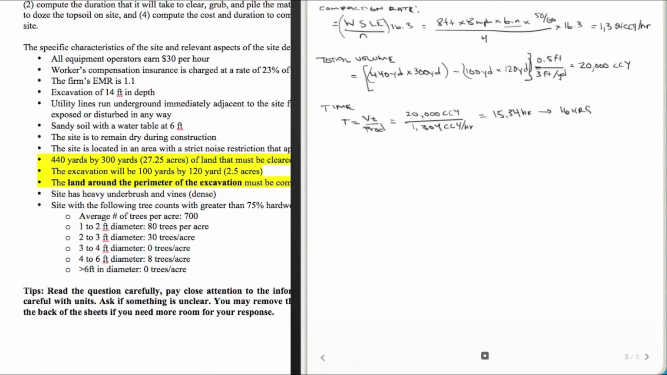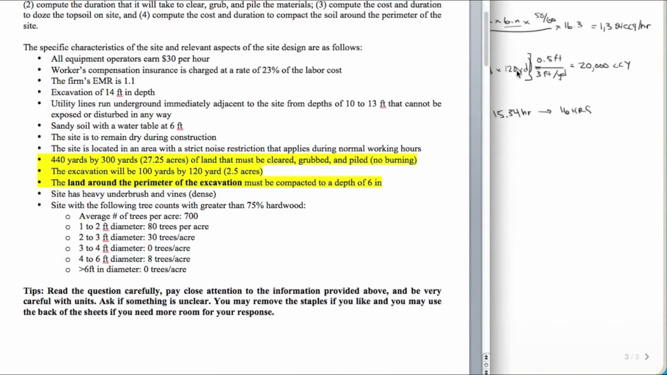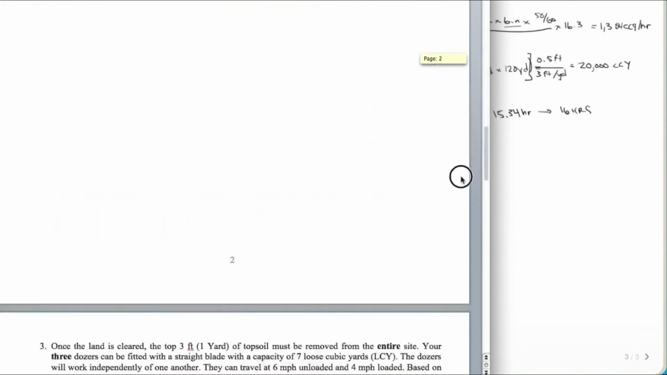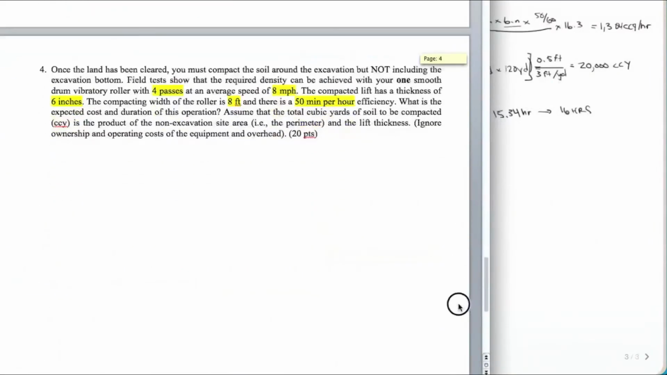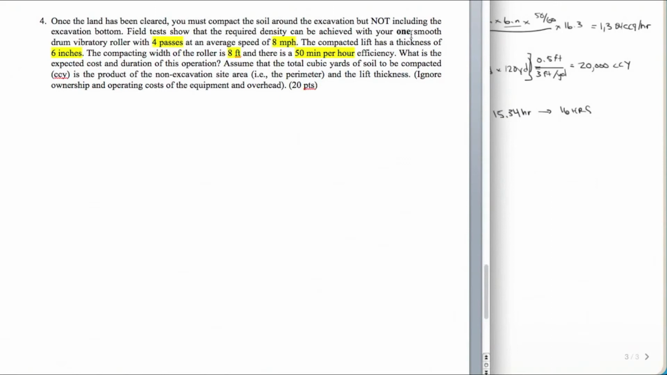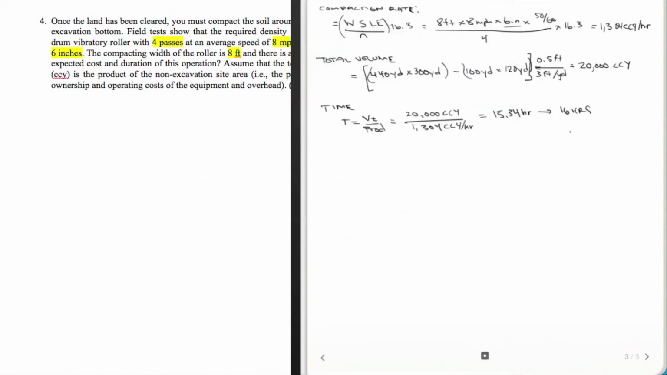And on this one, remember, we only have 1. On the other problems, we were dividing everything by 3 because we had 3 dozers. But this one, we only have 1 smooth drum vibratory roller. So 16 hours is going to be our time.